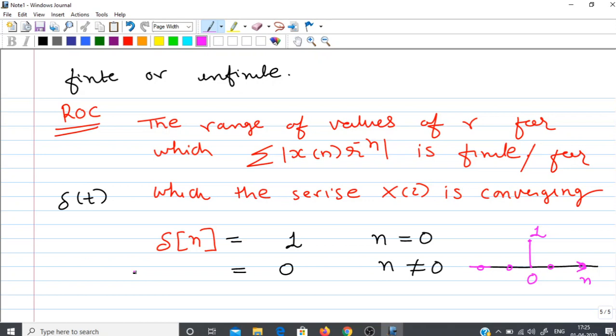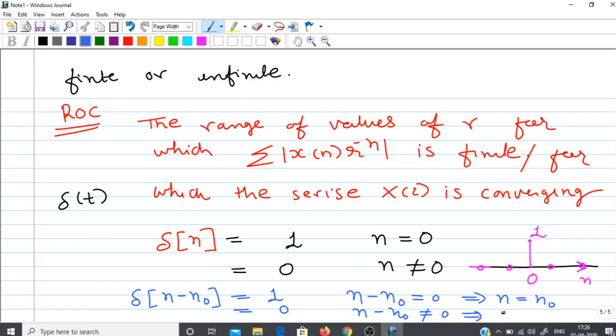And in general, how can we define this Kronecker impulse, meaning its shifted version, delta n minus n naught. This is defined as 1 when the argument n minus n naught is 0, that is when n is n naught, and it is 0 when the argument n minus n naught is not equal to 0, which means when n is not equal to n naught.